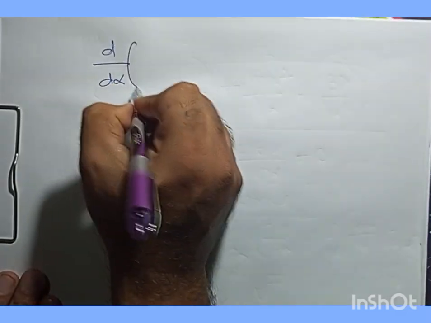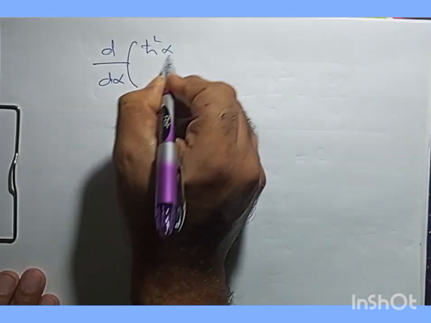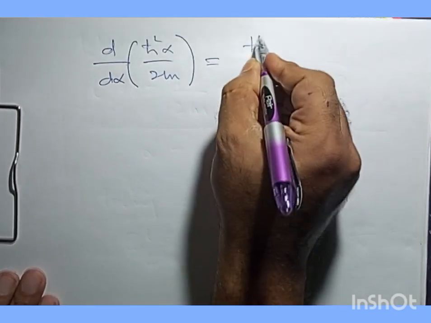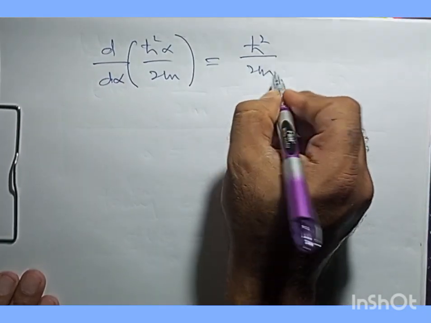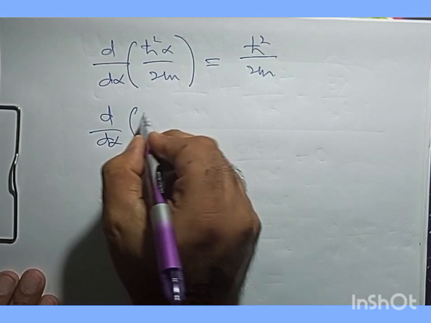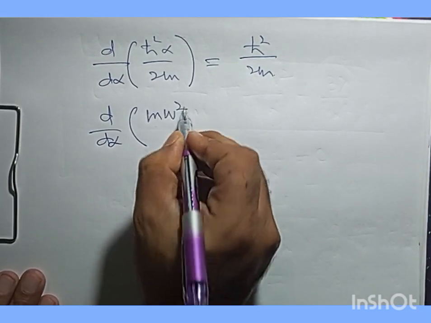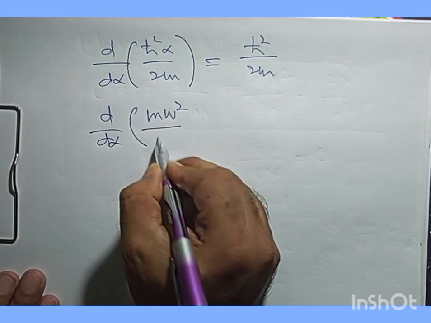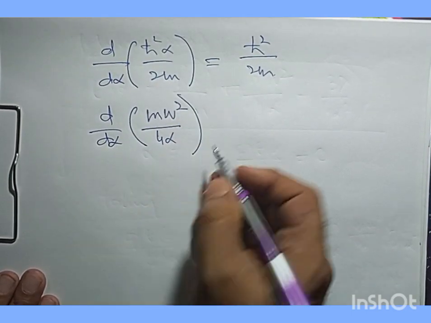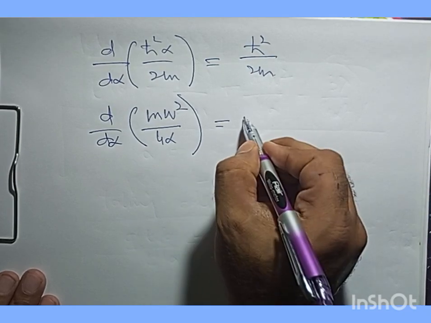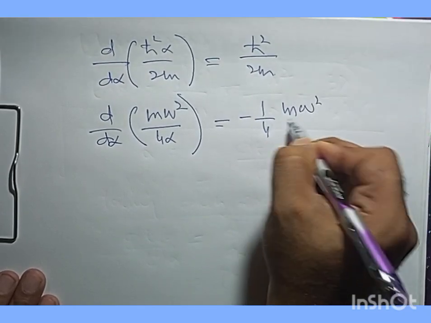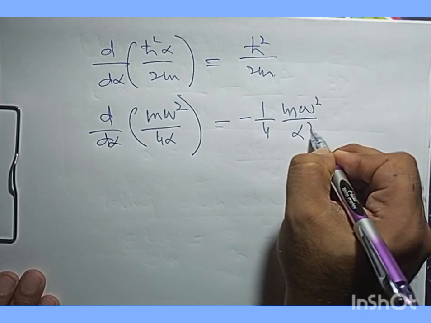So d by d alpha of h cross square alpha by 2m will be simply h cross square by 2m. Now the second thing is d by d alpha of m omega square by 4 alpha. We have evaluated this differentiation in the previous video, and it will come as minus 1 by 4 m omega square by alpha square.